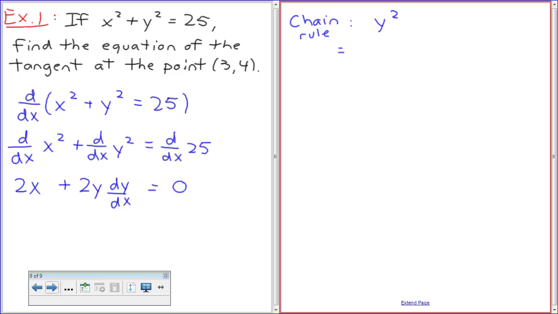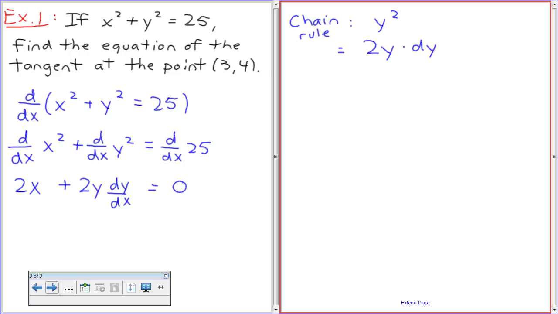Okay, so here we go. Let's use chain rule to take the derivative of this. This is just an aside. What's the derivative of something squared? 2 of the something, times the derivative of what's inside the brackets, which just happens to be dy, that's what I call it.